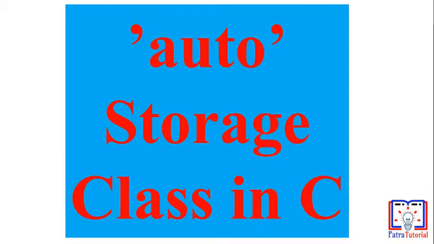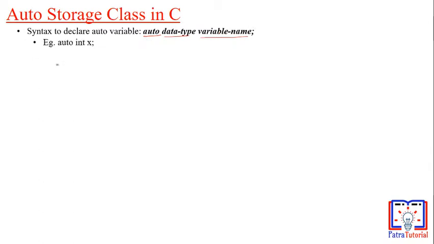In this video I'm going to discuss the auto storage class in C. Okay, so let's start. The first point is the syntax to declare an auto variable: auto, this is the keyword, then space, then data type, then variable name. The example can be like auto int x. This will declare a variable x, and the storage class of this variable is auto.